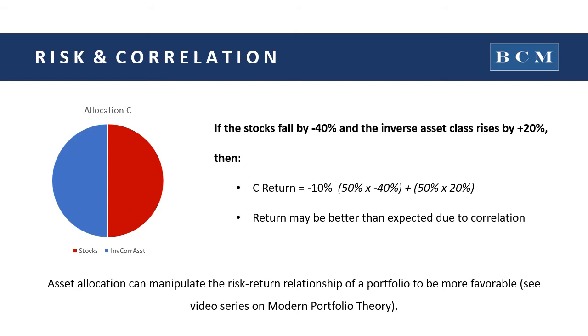Now, there's actually an entire field of study dedicated to this. It's called modern portfolio theory, or MPT for short. I did a couple of videos a while back that explains MPT, how it works, and all that. I'll put a link in the description below so you can check it out if you'd like to. But the takeaway here is that a portfolio's risk and return characteristics can be manipulated, and it can be manipulated to work in our favor through correlation and asset allocation.